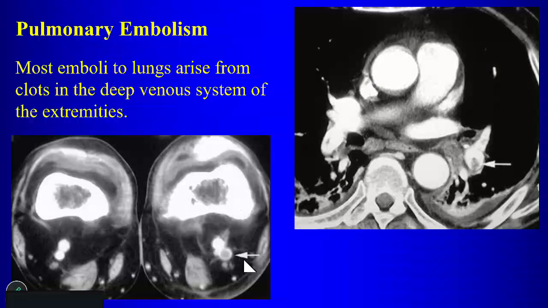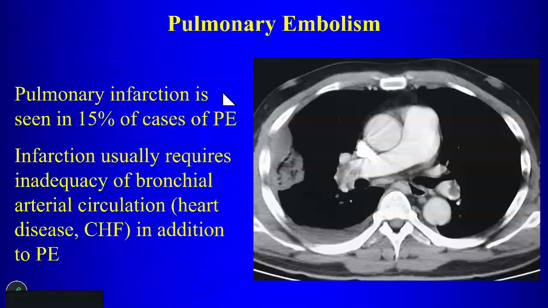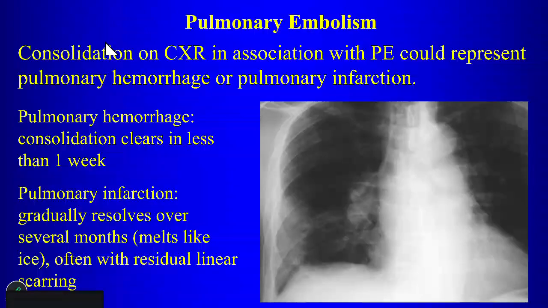Actually, there was a time when it was advised when you were doing PE scans to keep going down and scan the legs. You guys never heard of this, right? To actually scan the lower legs to look for clots. I'm glad they decided to do away with this. The problem was they were finding clots in people who didn't have PEs and nobody knew what to do. So anyway, most emboli to the lungs arise from clots in the deep venous system of the extremities. So infarction can be a complication of pulmonary embolism.